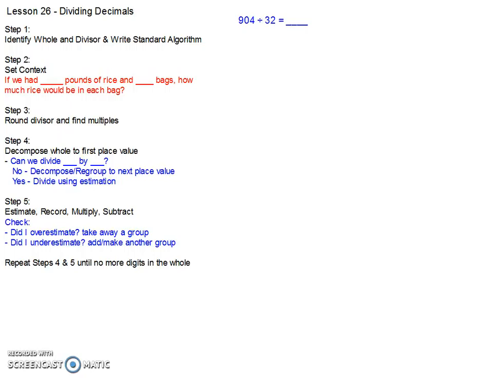Alright, the steps to the side are the steps we learned in lesson 23, and we're going to go through those quickly with this division problem. First, we want to identify our whole and our divisor. Our whole here is the amount that we're dividing, and the divisor is essentially how many groups we're dividing into. Then we want to write our standard algorithm.